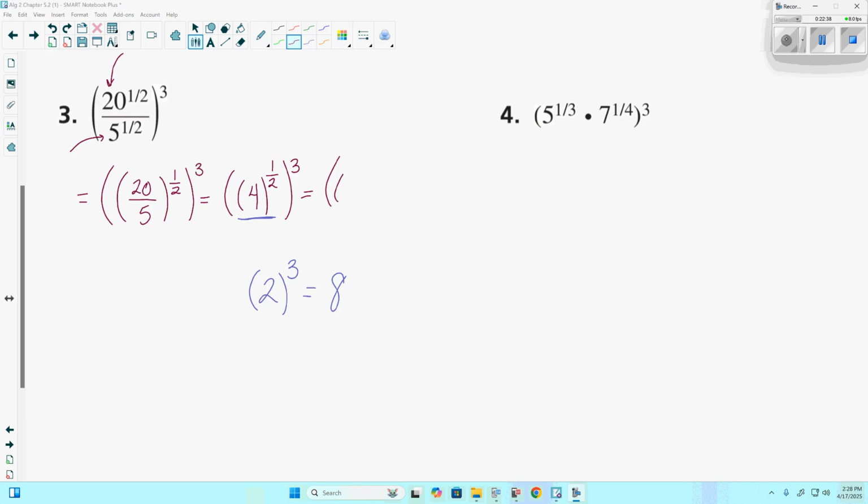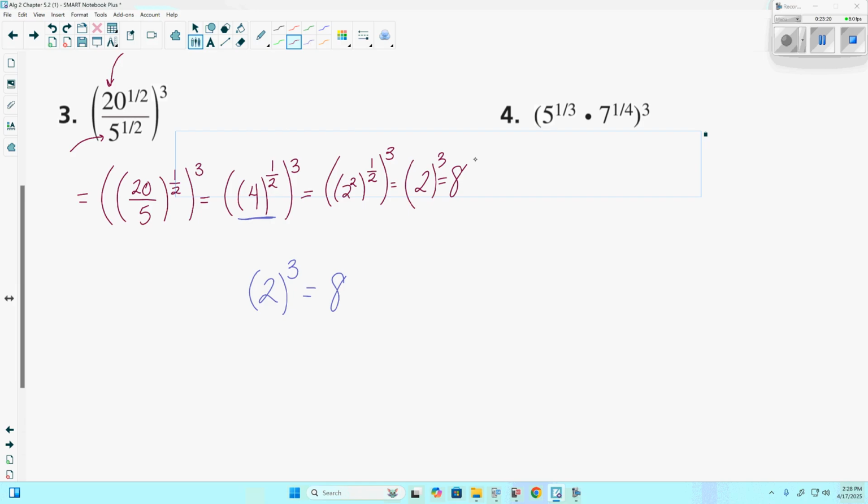So, the other way we can do this is, as we just said, 4 is indeed 2 squared. Well, 2 squared to the 1/2 to the 3rd. Well, 2 to the 2nd times the 1/2, our powers of powers multiply. So 2 times 1/2 is 2/2, or 1, which gives us 2 to the 3rd, which is 8.